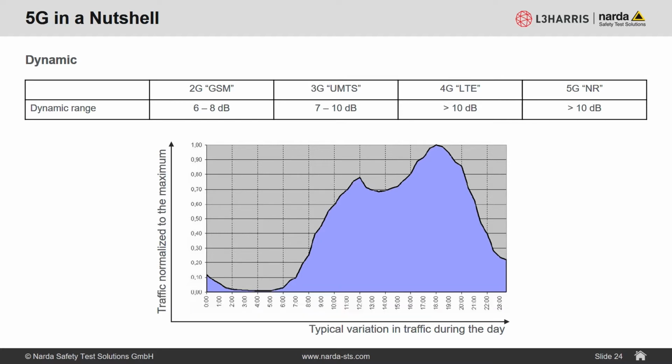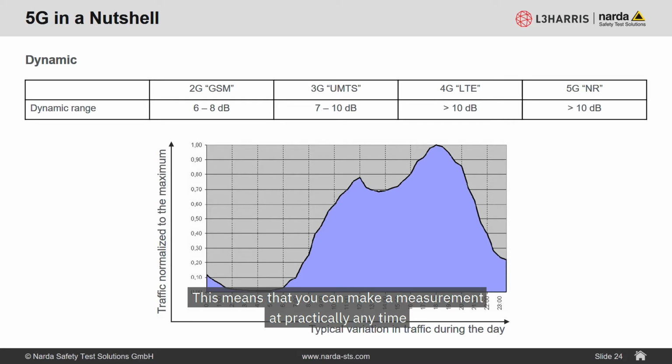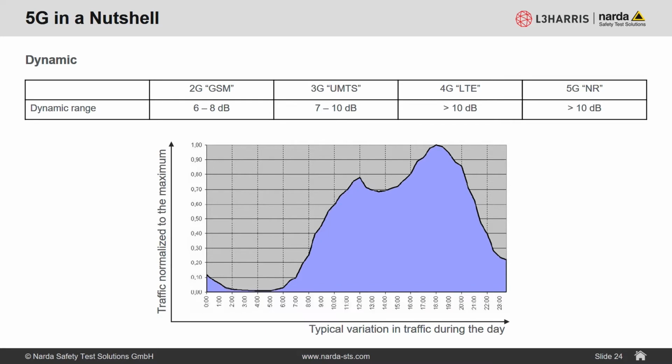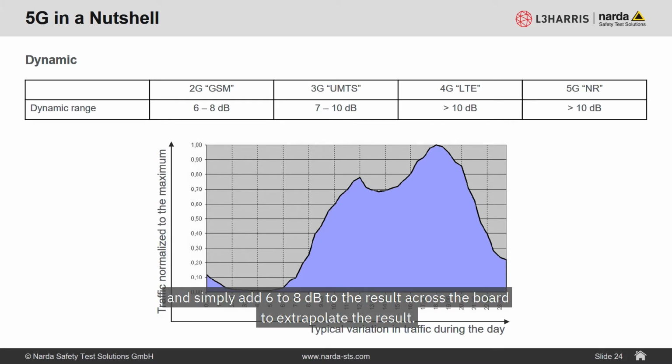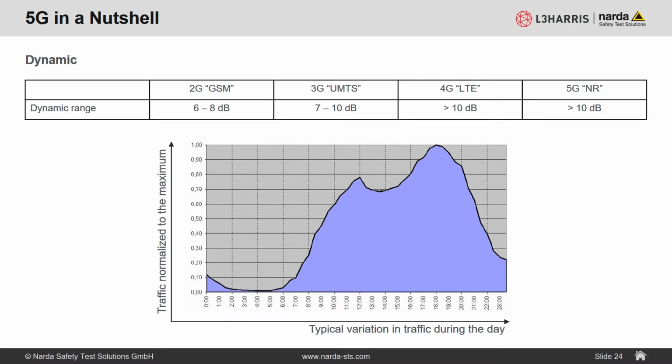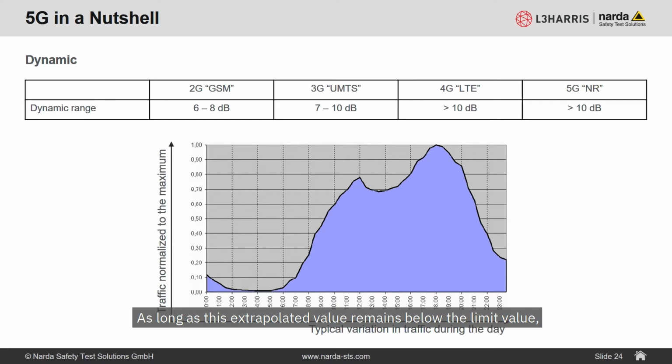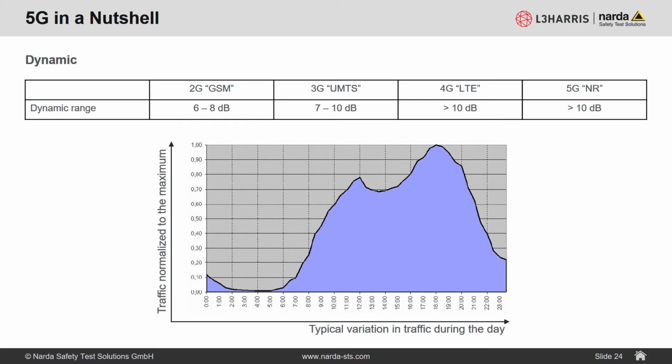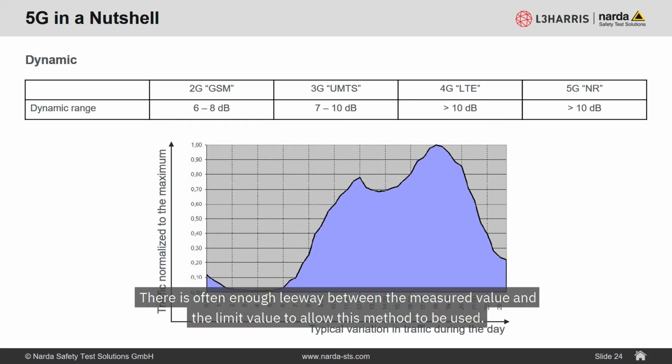The maximum dynamic range of the output power of a 2G system is not more than 6 to 8 dB. This means that you can make a measurement at practically any time and simply add 6 to 8 dB to the result across the board to extrapolate the result. As long as the extrapolated value remains below the limit value, there is nothing wrong with using this simple approach. There is often enough leeway between the measured value and the limit value to allow this method to be used.